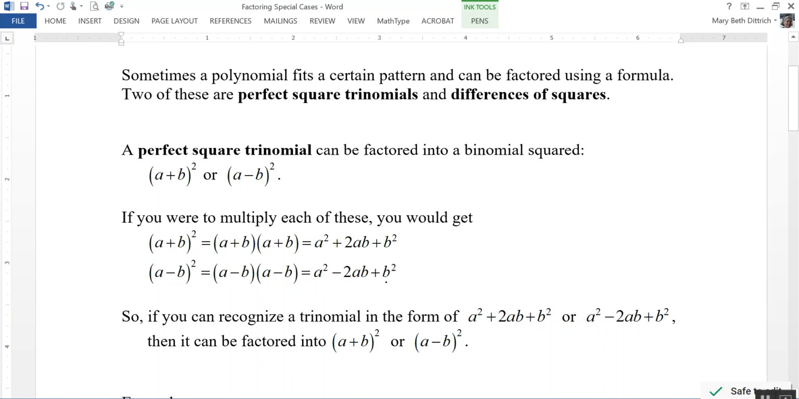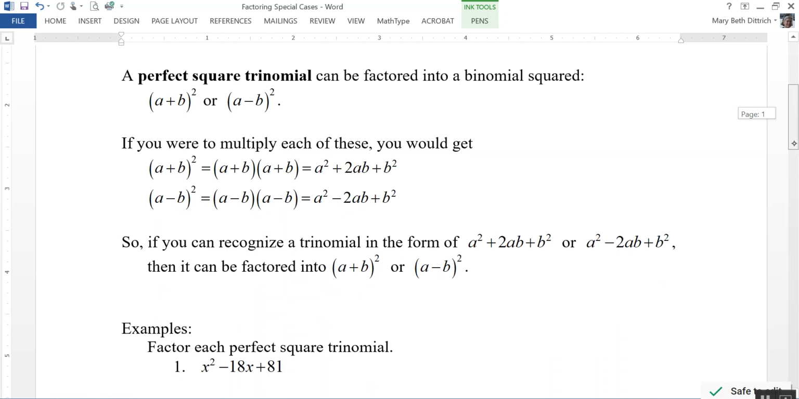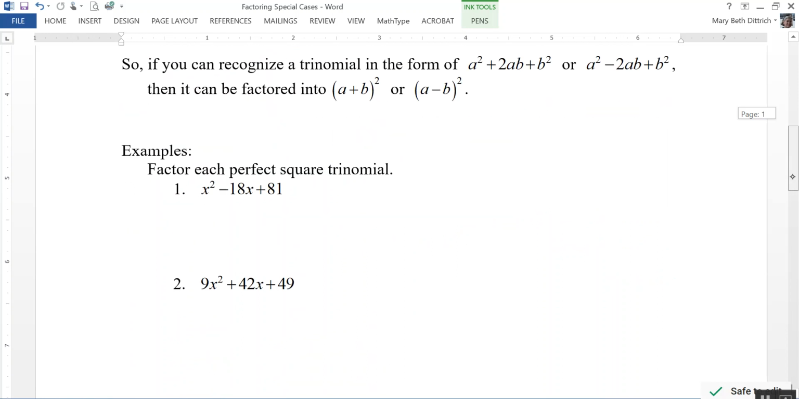So if you can recognize a trinomial that is in the form of one of these, a squared plus 2ab plus b squared, or a squared minus 2ab plus b squared, then you can simply factor it into the quantity a plus b squared or the quantity a minus b squared, without having to go through some of the steps that we've seen in previous videos. So let's take a look at a couple examples here.